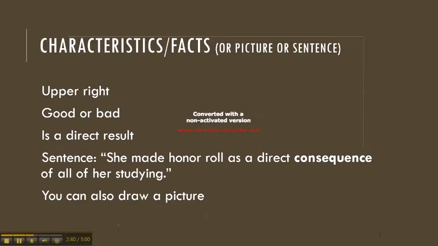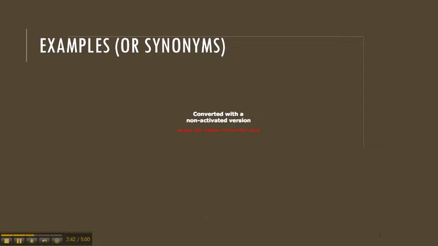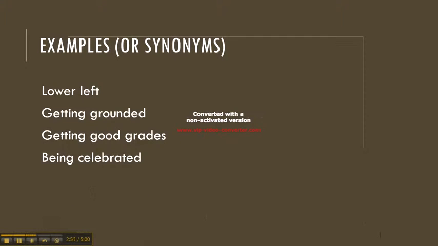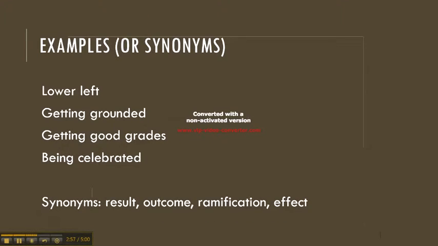You don't want to see me draw a picture, so I'm going to spare you that. In the lower left-hand corner, you have your examples, or I like to say synonyms. Getting grounded is an example of a consequence. Getting good grades or being celebrated are also consequences. Those are on the good spectrum. Some synonyms are a result, an outcome, ramification, or effect.